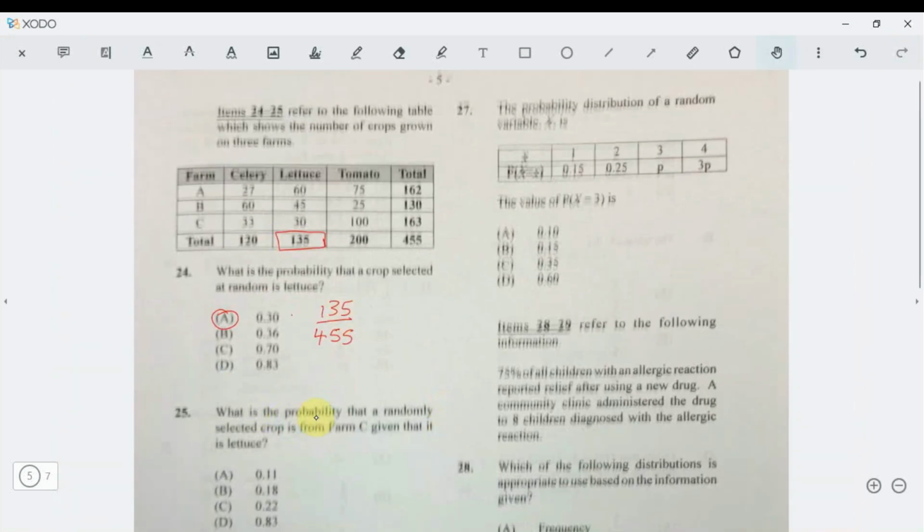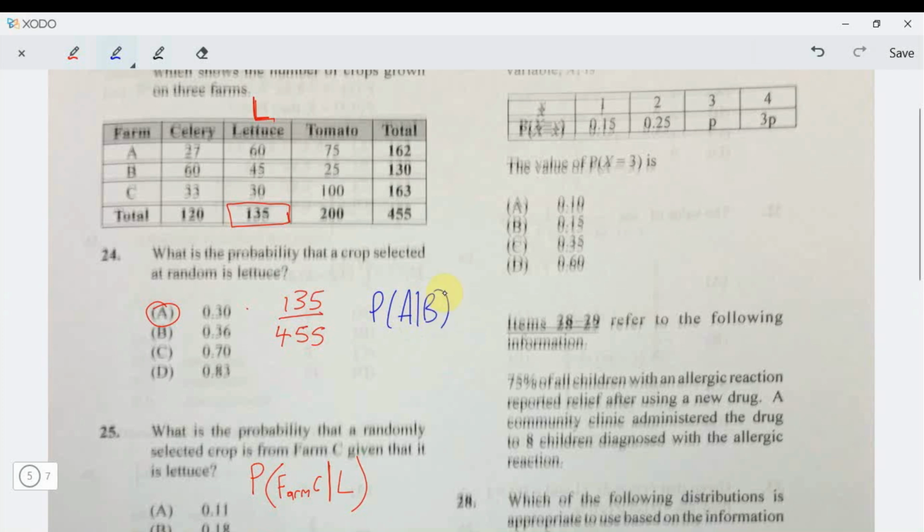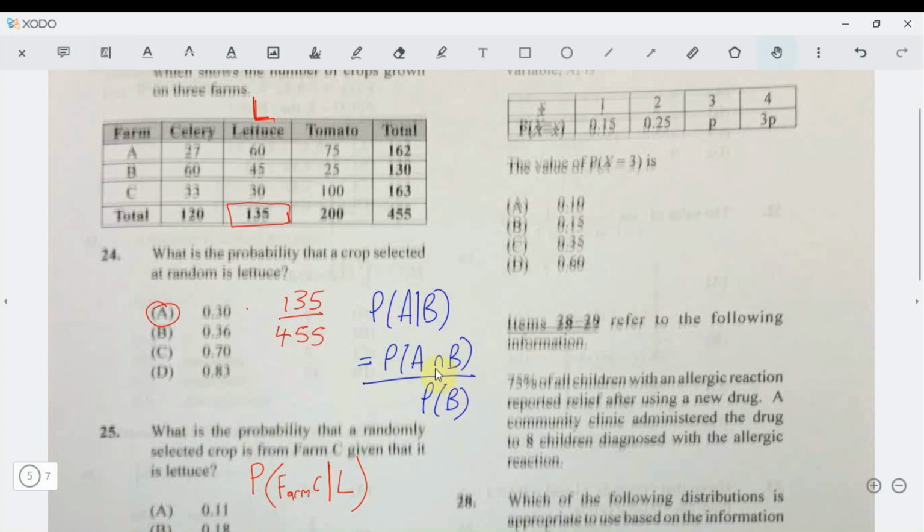Alright, now number 25. It says, what is the probability that a randomly selected crop is from farm C given that it is lettuce? I'll use L to represent lettuce. So I'm going to put farm C given lettuce. Now this is the conditional probability formula I want us all to remember. I'll write it above in blue. The probability of A given B is equal to the probability of A intersect B divided by the probability of B. That's the conditional probability formula.